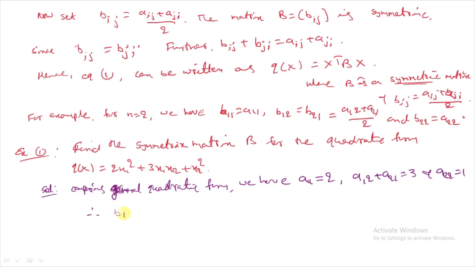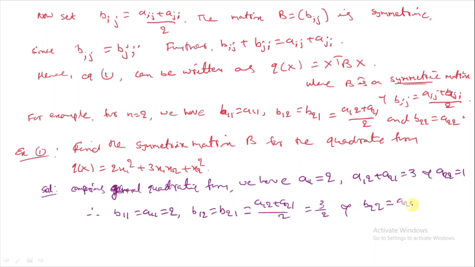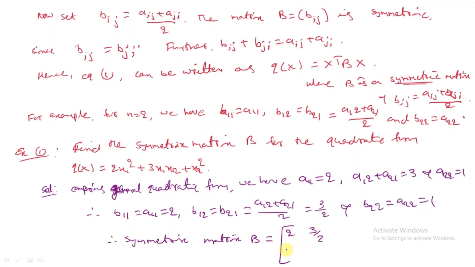Therefore, b11 is the same as a11, this is 2, and we want B to be a symmetric matrix. That means for b12 we require b21, so b12 equals b21 equals (a12 plus a21) by 2. This is 3 by 2, and b22 equals a22, this is 1. Therefore, the symmetric matrix B has B11 equal to 2, B12 equal to 3 by 2, B21 equal to 3 by 2, B22 equal to 1. This is a symmetric matrix.